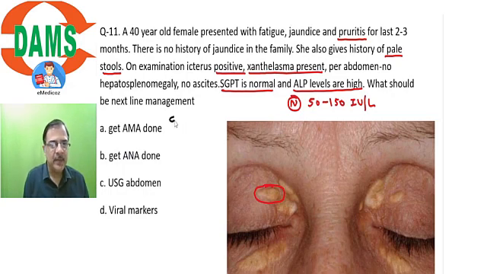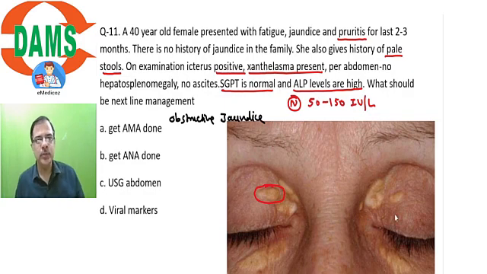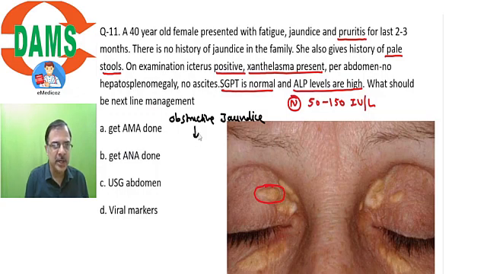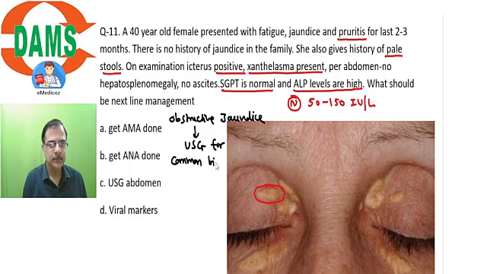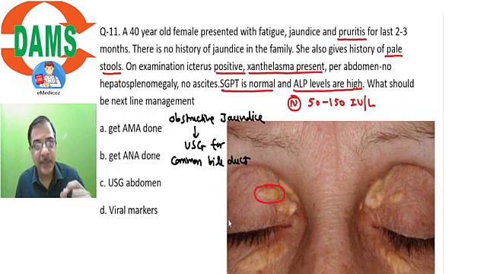So when a patient comes to you with obstructive jaundice, why is it obstructive jaundice? Number one, features of pruritus, pale stools. Second, investigation: ALP is high. So whenever such a patient comes to you, your next step is ultrasound for the common bile duct. Do not skip this important and simple test.